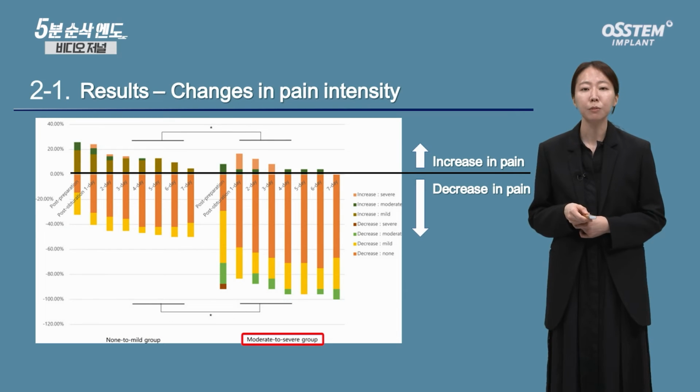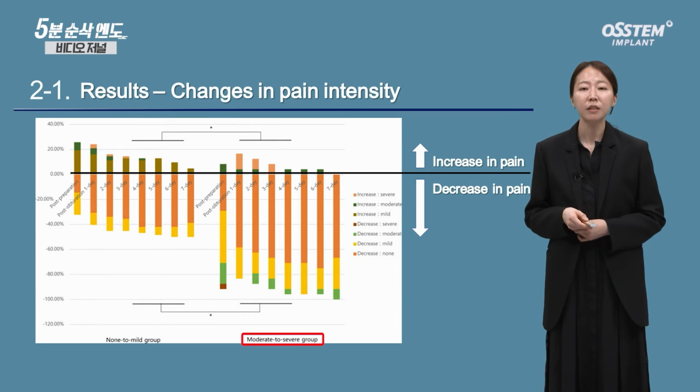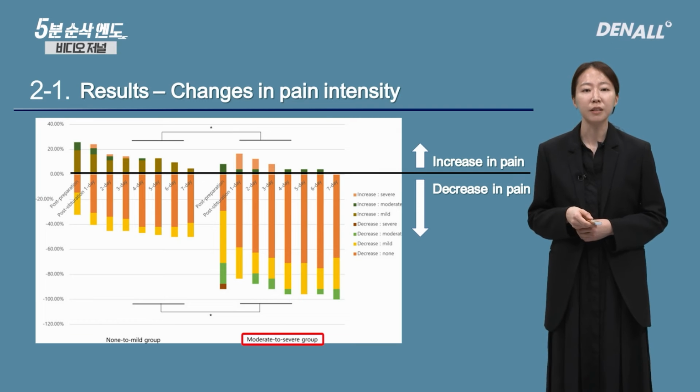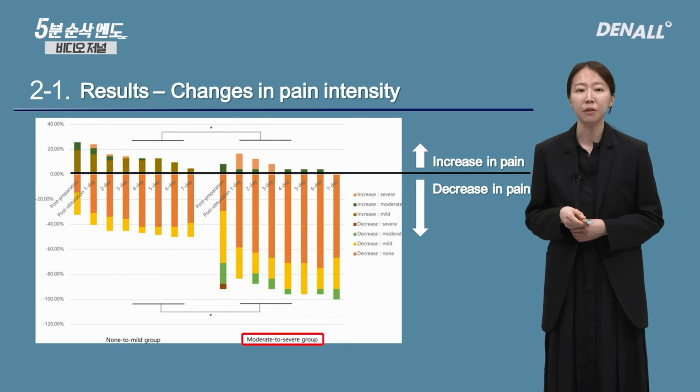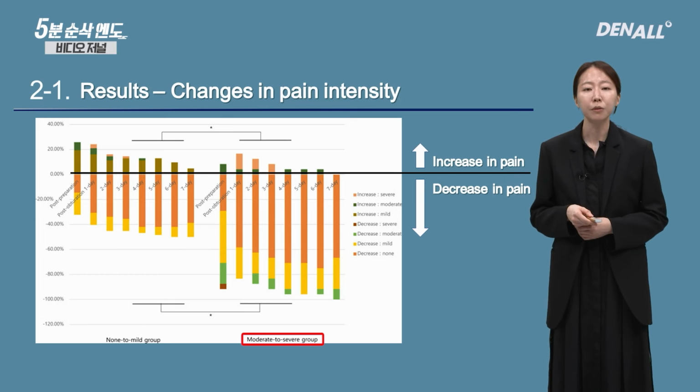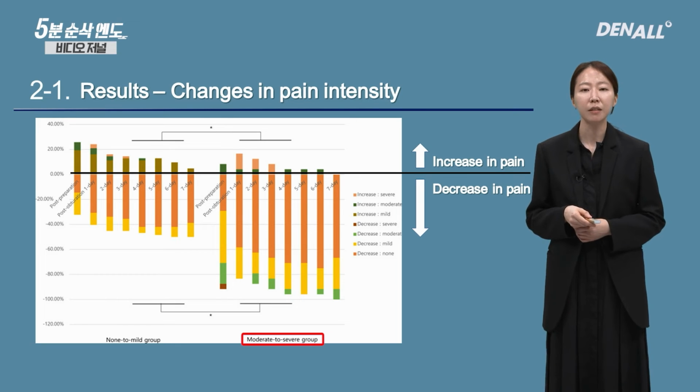If you look at the moderate to severe group on the right, the number of patients experiencing increased pain was significantly lower. However, the increased intensity was either moderate or above. 92% of the second group experienced decreased pain after root canal treatment. Throughout the endodontic treatment, in the moderate to severe group, meaningfully more patients experienced decreased pain compared to the non to mild group.